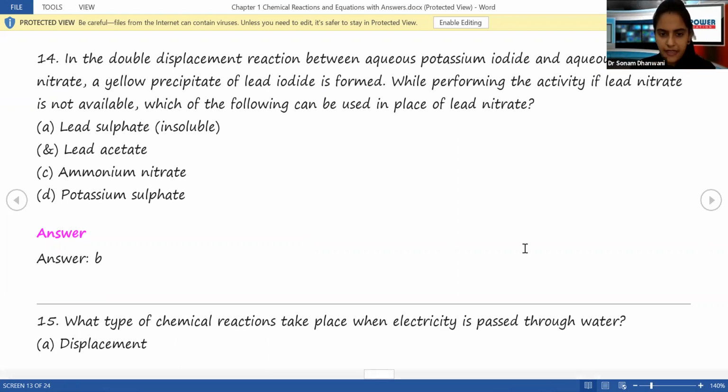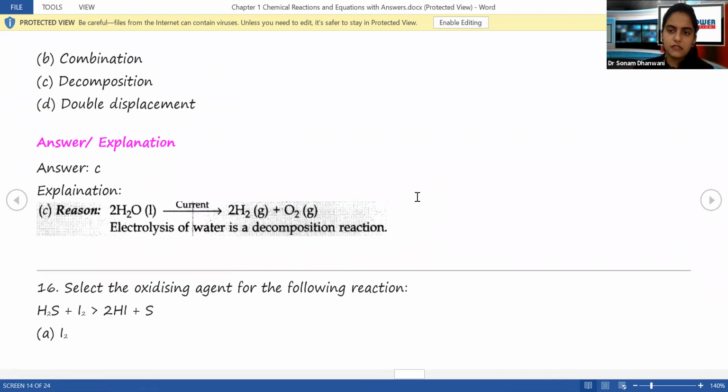What type of chemical reaction takes place when electricity is passed through water? Yes, क्या होता है बताओ? Electricity, we have studied this reaction, right? It is basically nothing but electrolysis of water, where electricity is used and breaking of water is taking place. So क्या होता है उसमें? Does anything get displaced? No. कुछ combine होता है दो चीजें? No. Next is decomposition and next is double displacement. Displacement तो है नहीं, तो forget double displacement also.